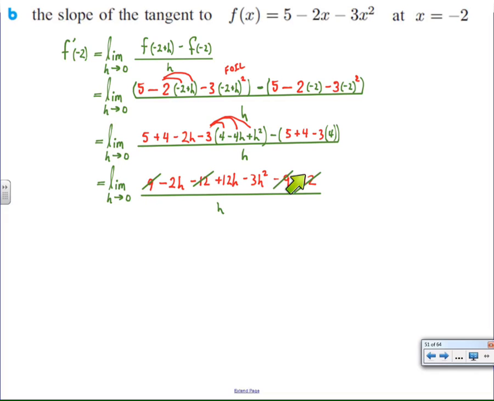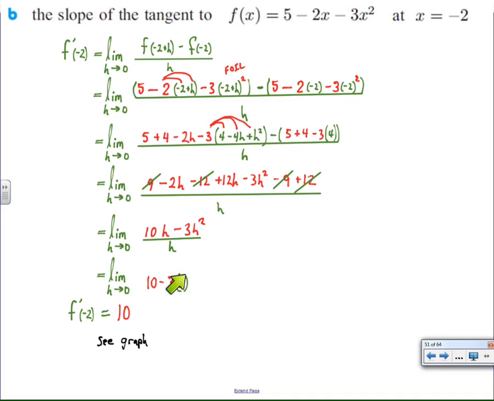We subtract out a whole lot of common terms, and we're left with a simple expression, 10h minus 3h squared, all over h. If I divide by h, I'm left with the limit as h approaches 0 of 10 minus 3h. So what we're going to do is let h approach 0, and as h approaches 0, the subtraction of 3h is ineffective, and we're left with just 10.